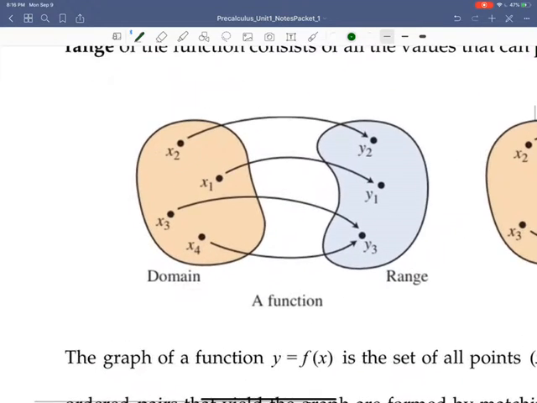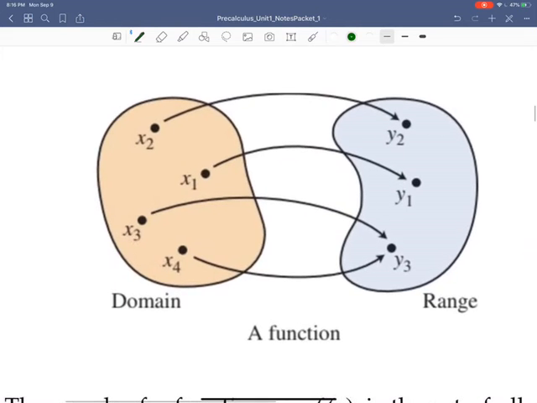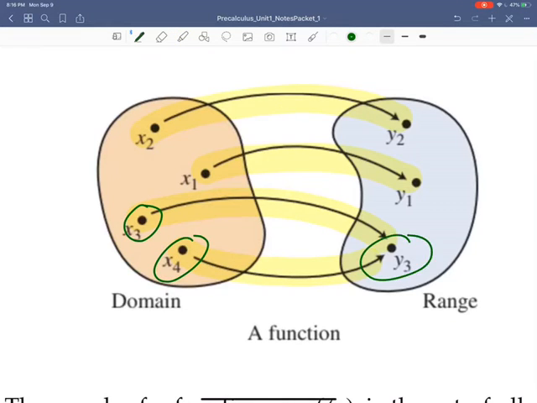Here's an example of a mapping diagram that represents a function. Each input is mapped to exactly one output. It's okay that we have two inputs mapped to the same output. That's allowed.